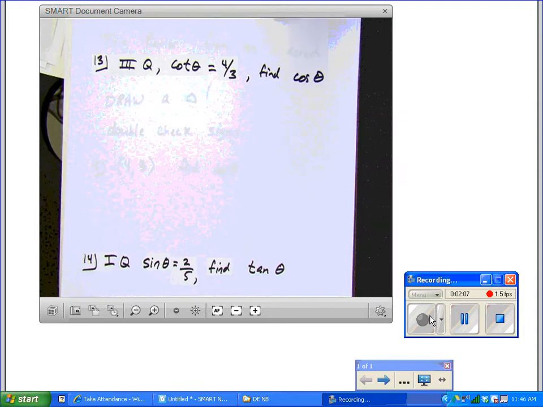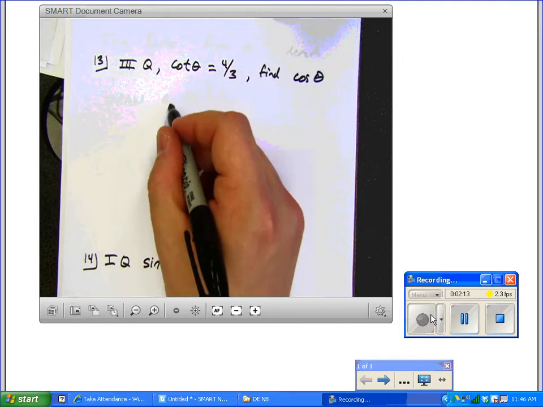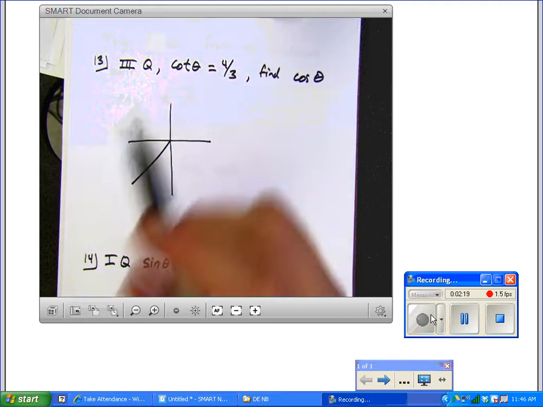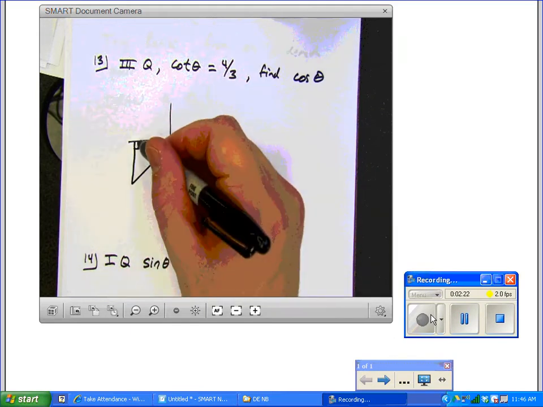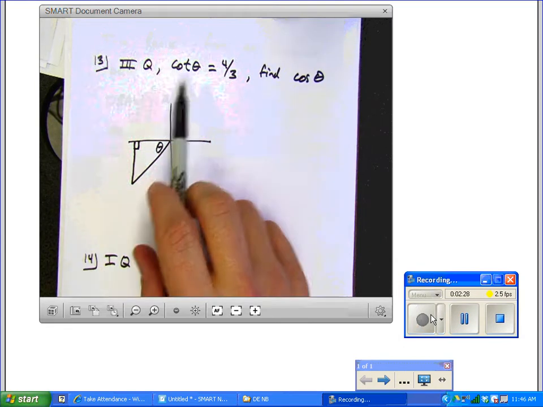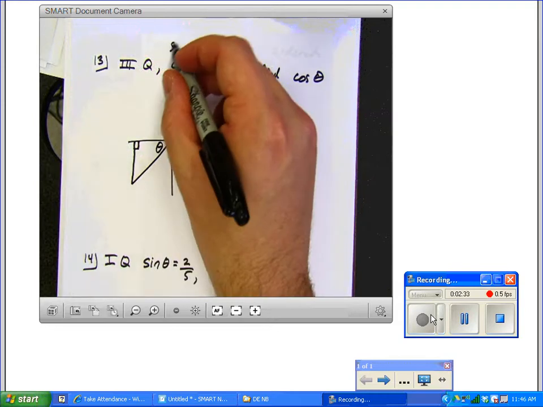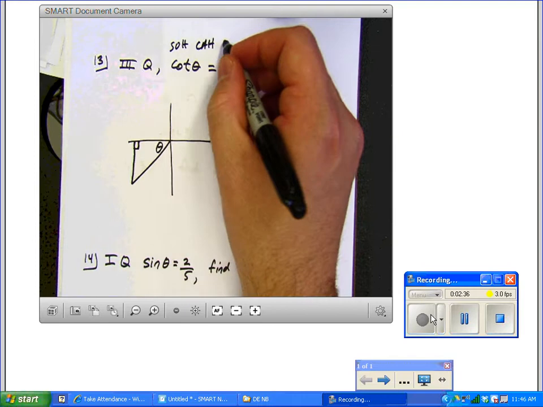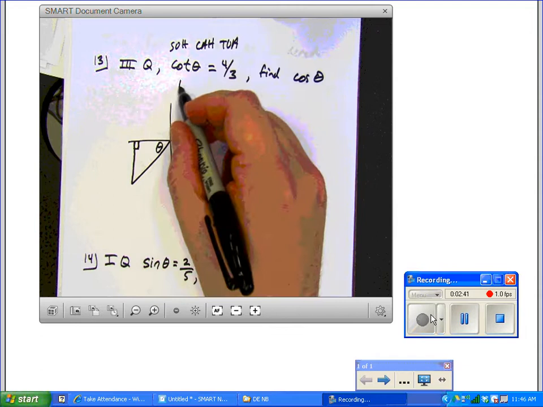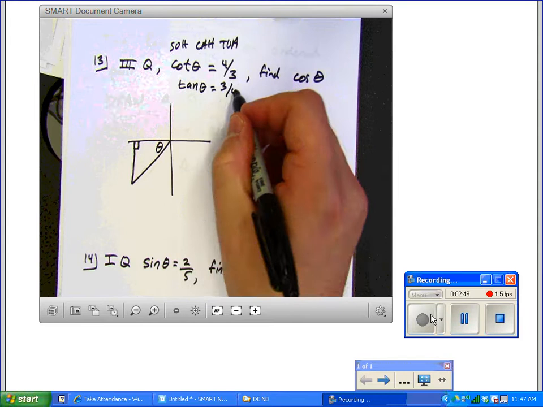And on number 13, we were given the cotangent ratio. We were in quadrant 3, and we had to find the cosine ratio. So let's draw the angle in quadrant 3 first. So draw an angle out to the third quadrant, and then form a right angle with the x-axis. And then theta is the angle formed at the origin. Now, I don't really know my cotangent ratios here, but what I do know is my tangent ratio. I know that my tangent ratio is opposite over adjacent. So if cotangent here is 4/3, then the tangent ratio would just be the reciprocal, 3/4.